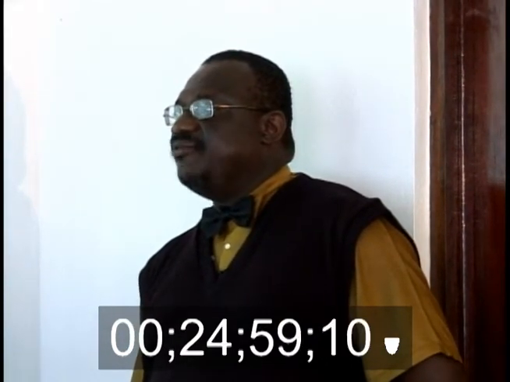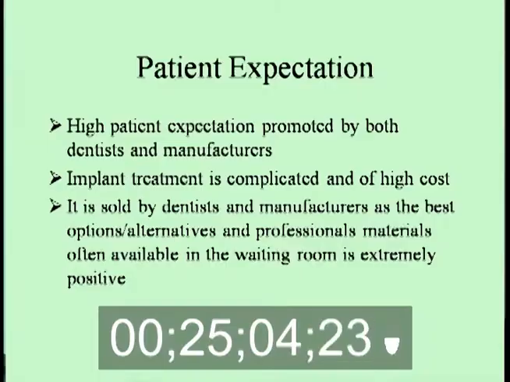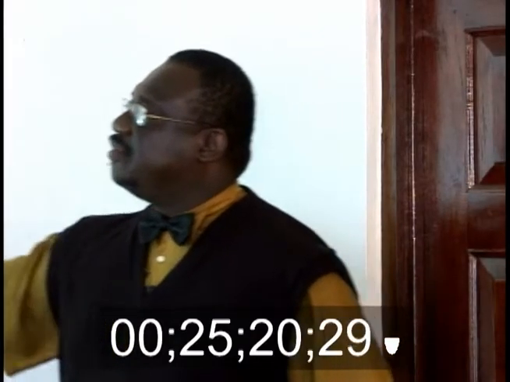Implant cases tend to have a significantly higher quantum than the average case. Again, patient expectation: high patient expectation prompted by both dentist and manufacturer. Implant treatment is complicated and of high cost, and because of this, it also influences the expectation of the patient. It is sold by dentists and manufacturers as the best option or alternative, and the professional material often available in the waiting room is always positive.